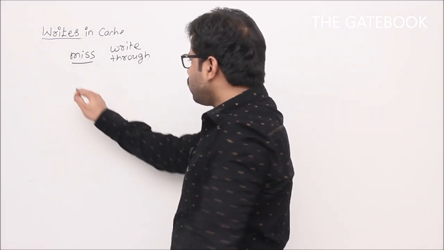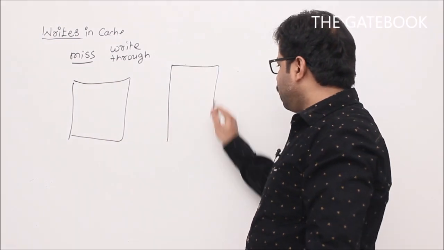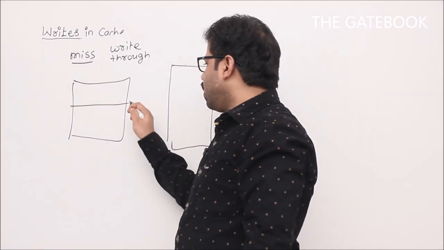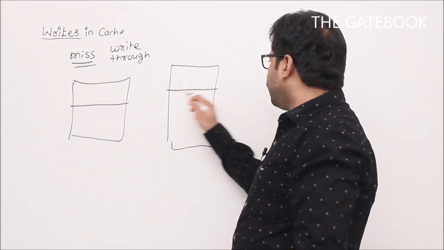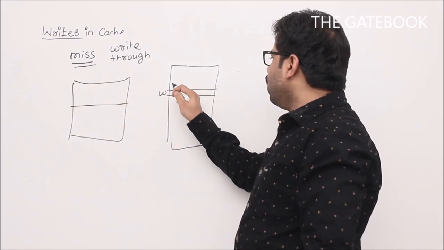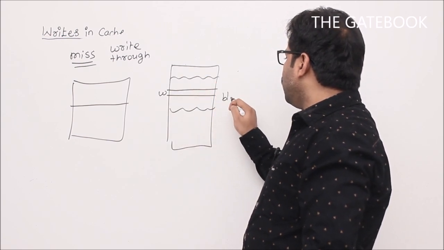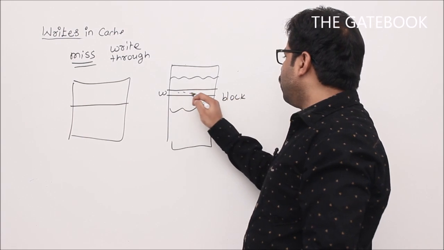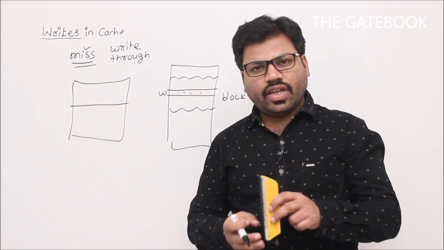We'll see. This is your cache. This is your main memory. This is a particular word which you are referring to. So this is your corresponding block. In this block, we are referring to this word now. But there is a miss. We didn't get it. What to do then?